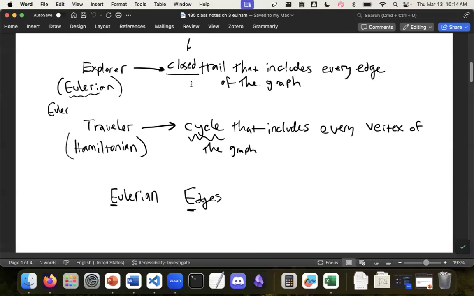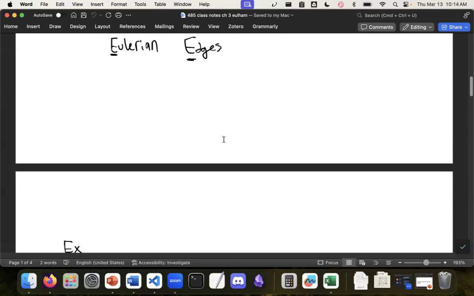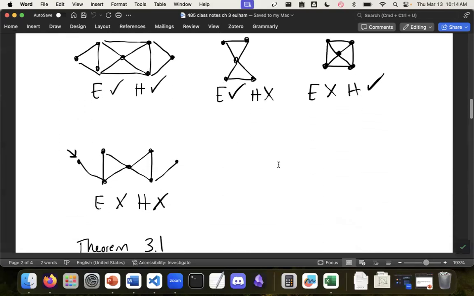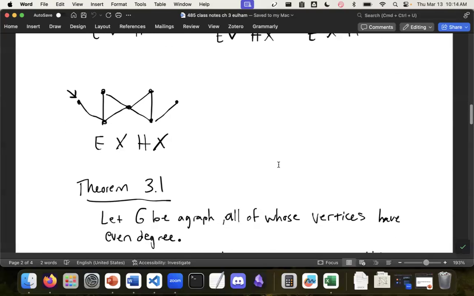So if we can find a closed trail that includes every edge, and goes back to its starting point, then we say that graph is Eulerian. If we can find a cycle that includes every vertex of the graph, then we say that graph is Hamiltonian. So we did some examples of, is this Eulerian? Is this Hamiltonian? And if it is one or the other, that means you can find a trail or a cycle that meets these definitions. If you can't find one, then it's not.